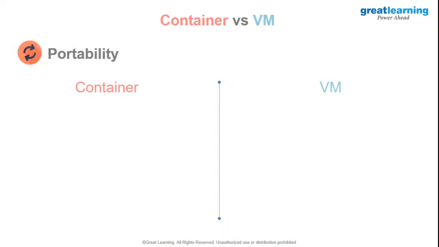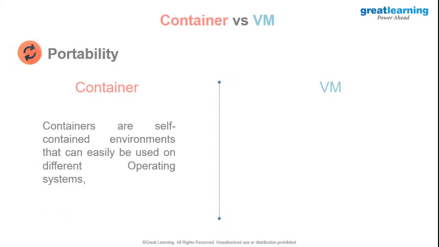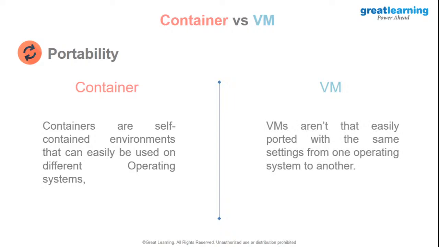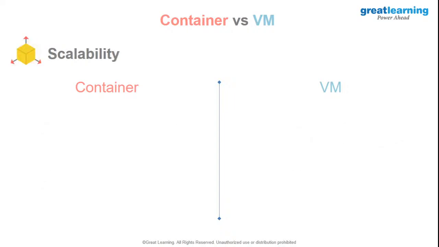All right, if you look at portability, containers are more portable because they're self-contained environments designed for portability, where you can shift a container from one system to another system. So it's very easy to do so. Whereas with virtual machines, it's not that easy. You can do it, but it's just not that easy. So a win for containers.